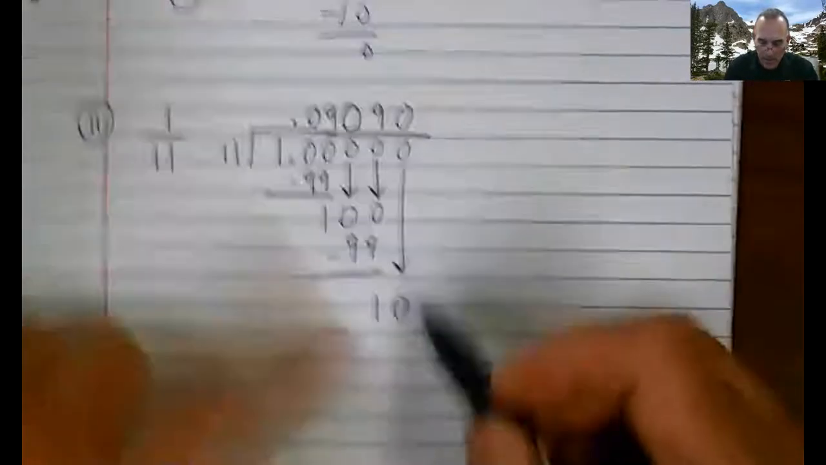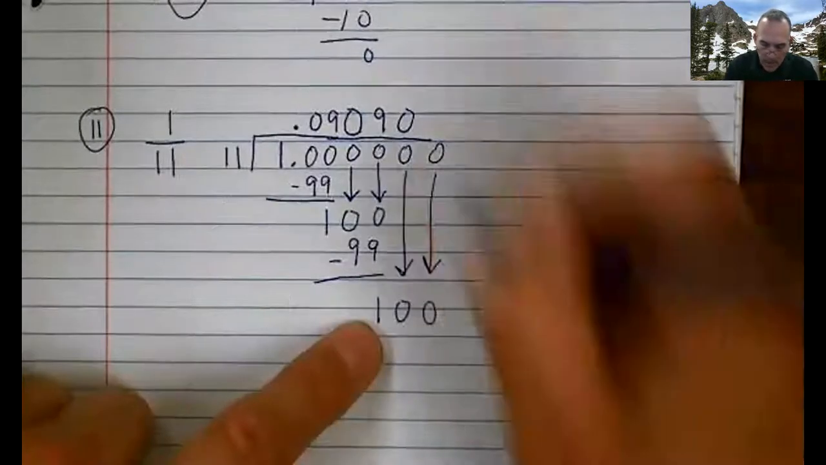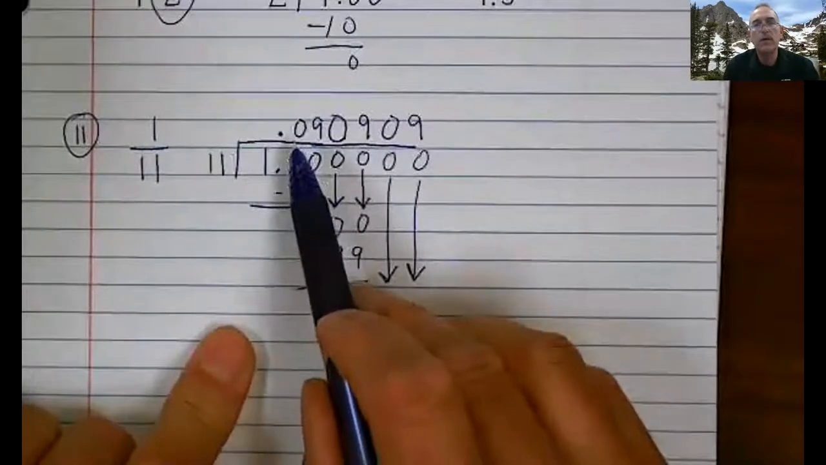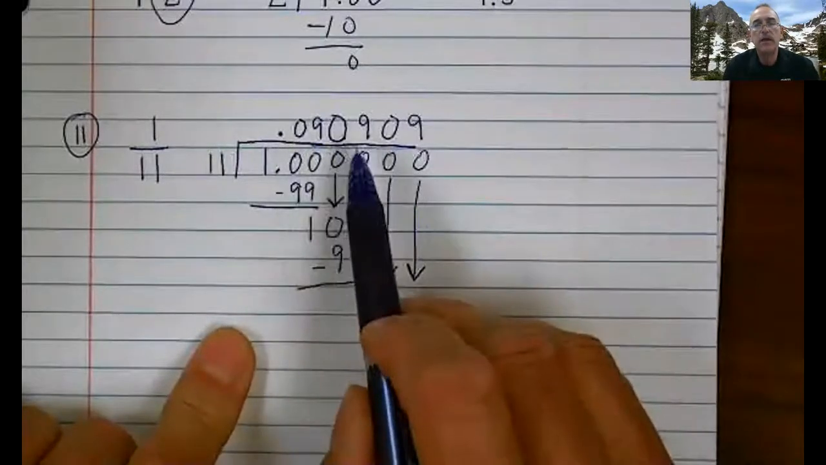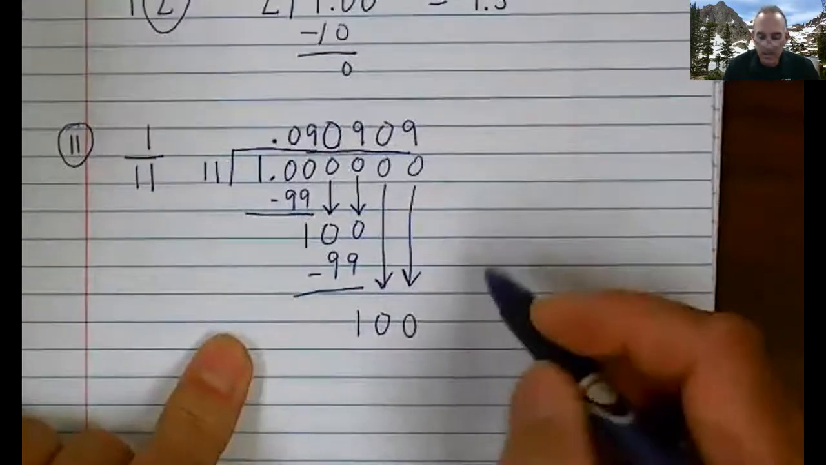I go, I cannot put that in there. So I bring down another 0. And it goes, oh, 9. Look at this very unusual pattern. 0, 9, 0, 9, 0, 9. I can already tell that this is going to be a repeating decimal.